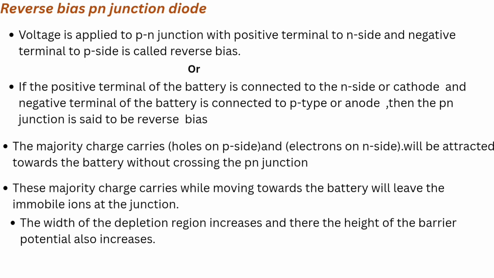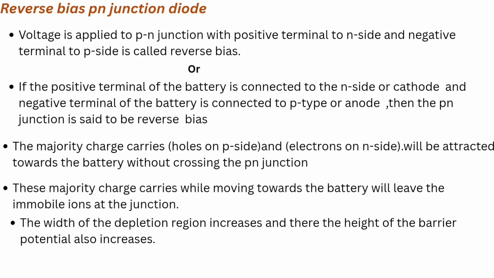And now we will discuss the reverse bias PN junction diode. Reverse bias is nothing but we have to give the opposite polarities. Means p type we have to give to the negative terminal of the battery or cathode. Coming to n type, it is given to the positive terminal or anode. That is called reverse bias.